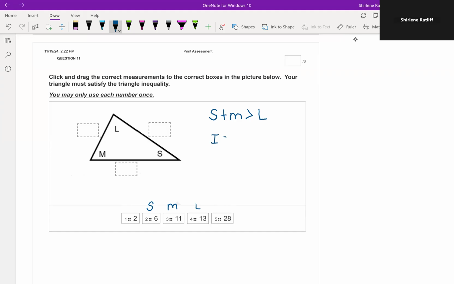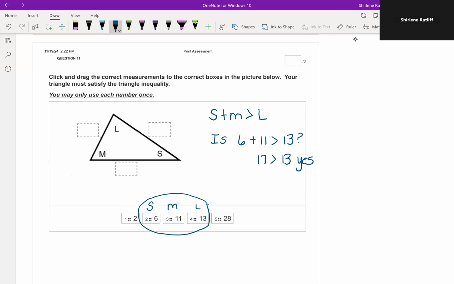Is 6 plus 11 greater than 13? 6 plus 11 is 17. 17 is greater than 13. So yes, 6, 11, and 13 would be the correct side lengths for this triangle.